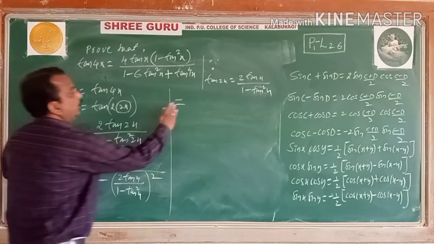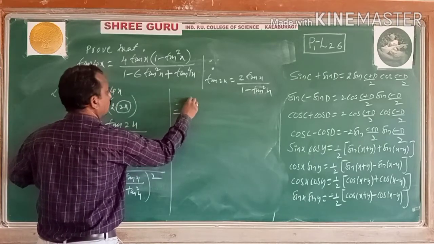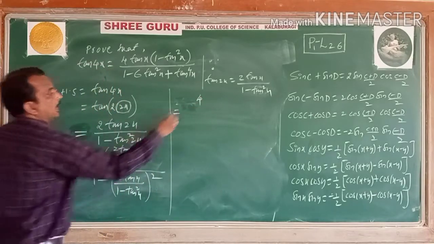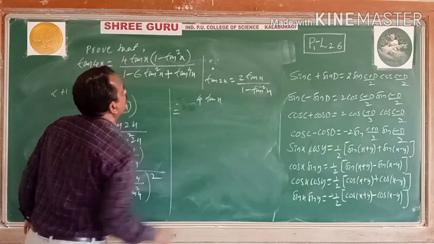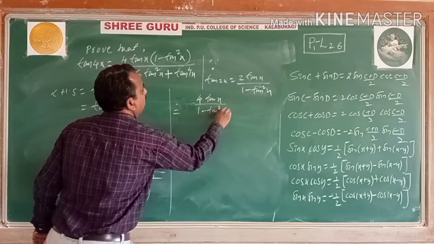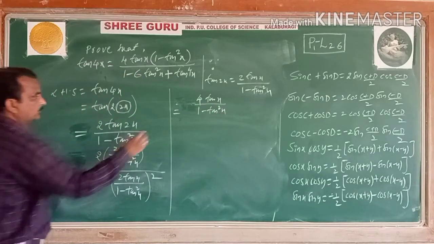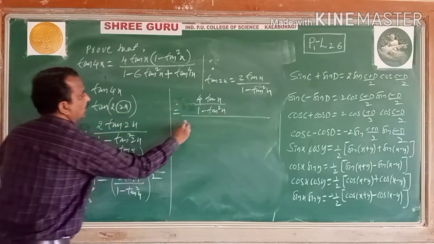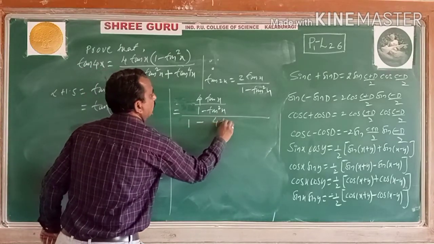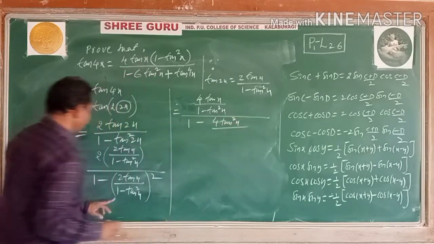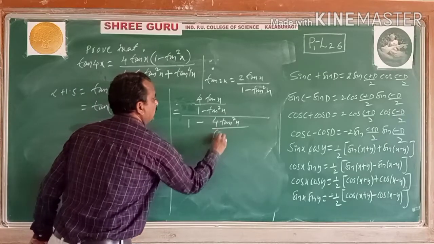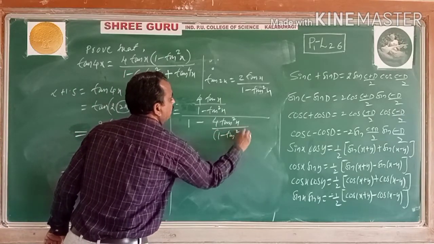LHS is equal to 2 into 2, 4 tan x, divided by 1 minus tan square x, whole divided by 1 minus 2 tan x whole square, that is 4 tan square x, divided by 1 minus tan square x whole square.